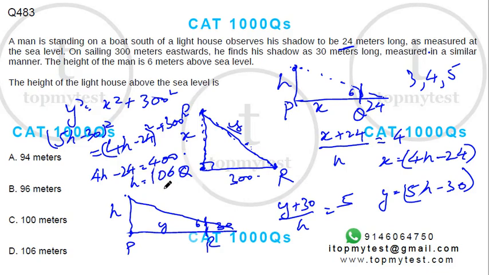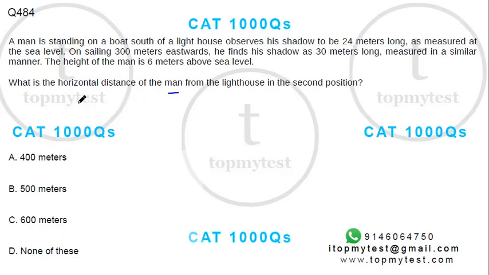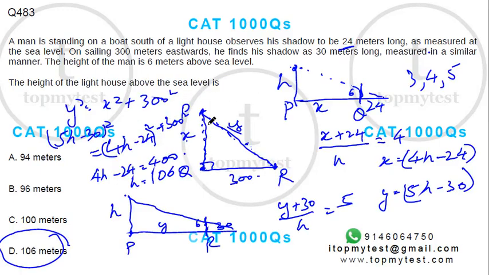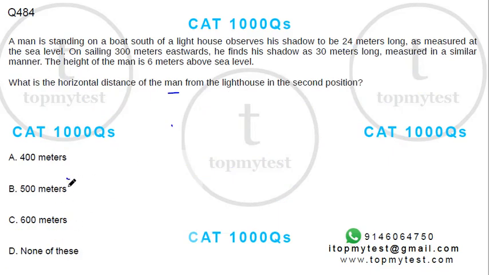Now let's see what happens if I substitute 106 into this. 5 into 106 is 530. 530 minus 30 is 500. So it will satisfy. 300, 400, 500 will satisfy. Height is 106. Job done. Second part: what is the horizontal distance of the lighthouse in the second position? Horizontal distance is Y. Y was 500. So that part is also done. Option B. That finishes this question.